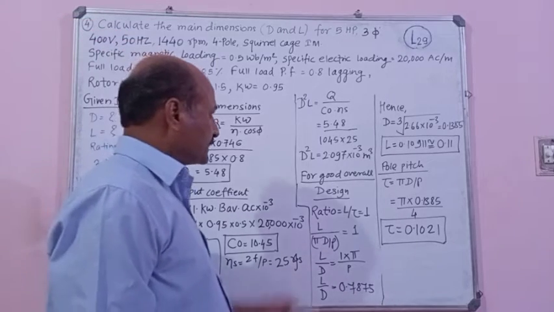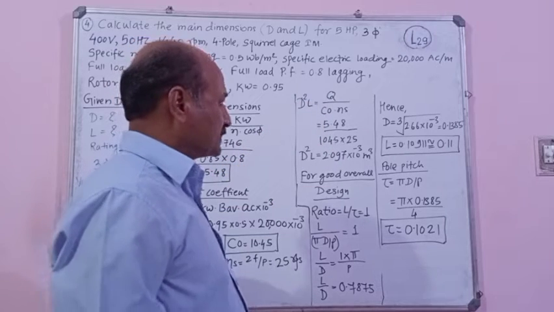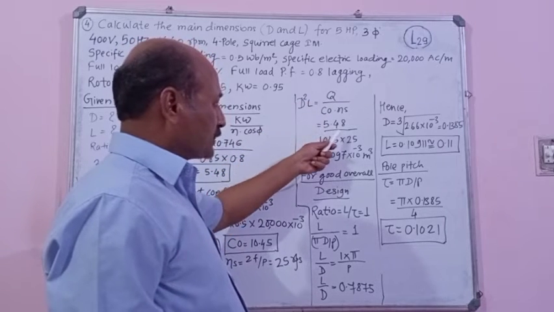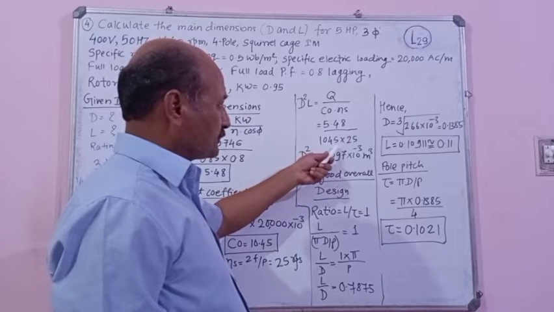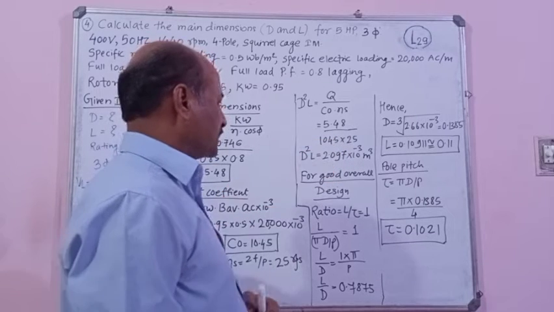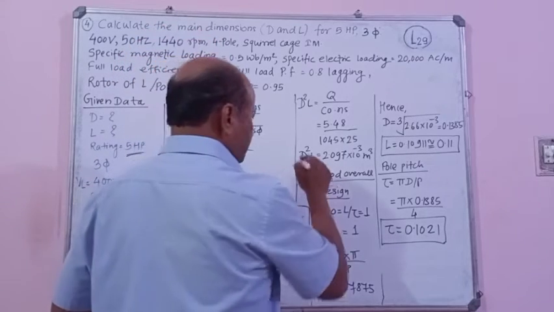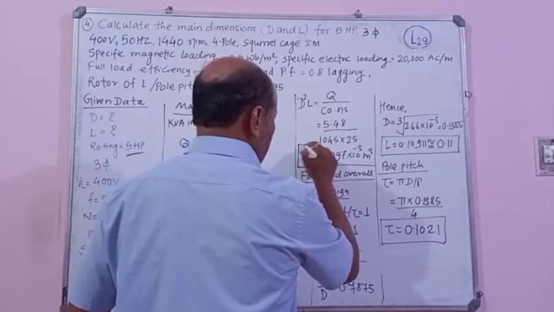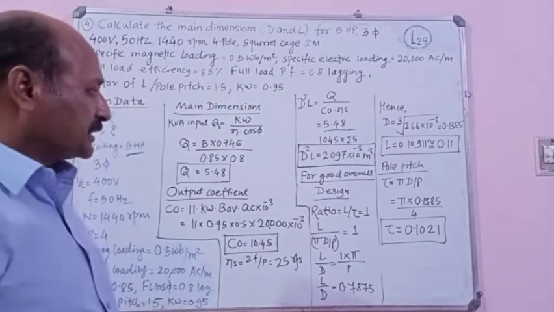Then we have the next relation, D square L equals capital Q divided by CO into NS. Which equals 5.48 divided by CO, that is 104.5, into NS equals 25. So D square L equals 2.097 into 10 to the power minus 3 meter cube.